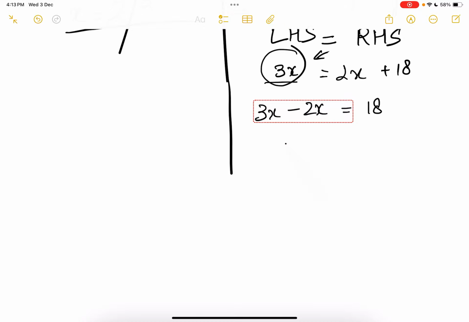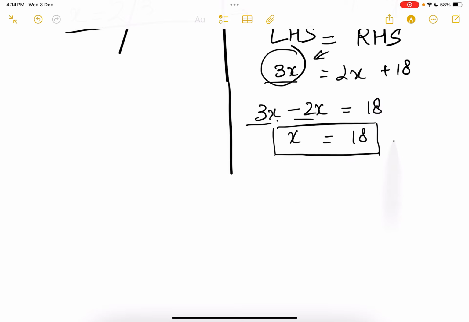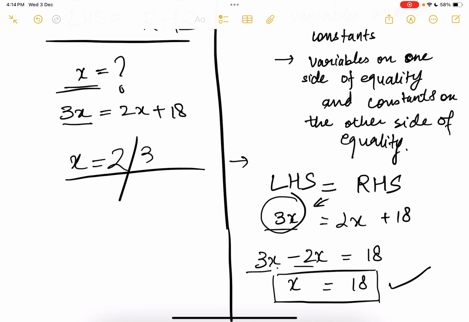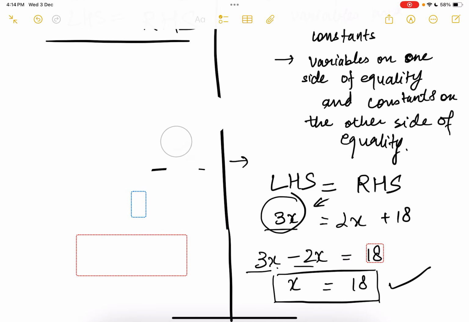Now 3x minus 2x is equal to x. This you should know. Don't worry about this. The variable x is the same on both sides, right? What is different? 3 and 2. So 3 minus 2 is just 1. So it is x, which is 18. Now you've got it. Your final thing should be x equal to something. So x is equal to 18. Finally you're getting it like this. So you have solved it. Congrats. Okay.